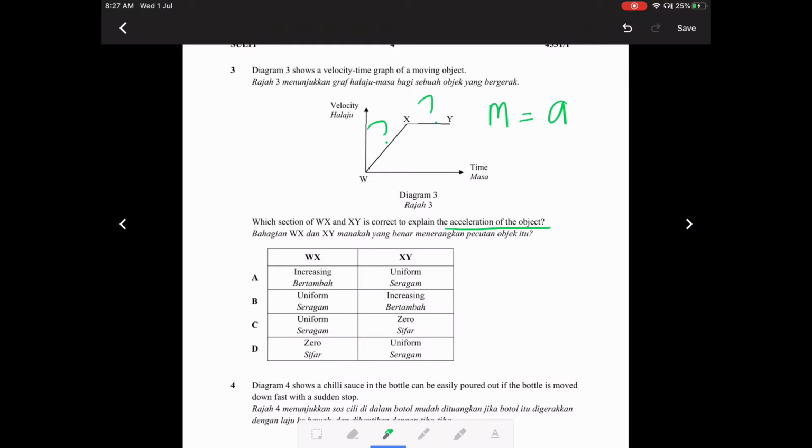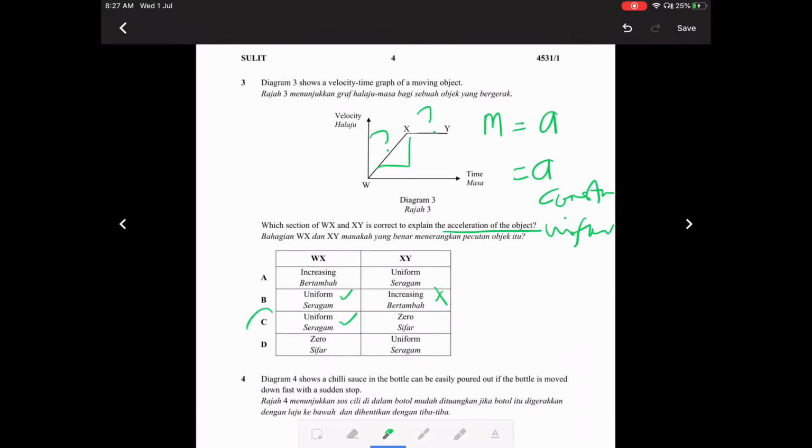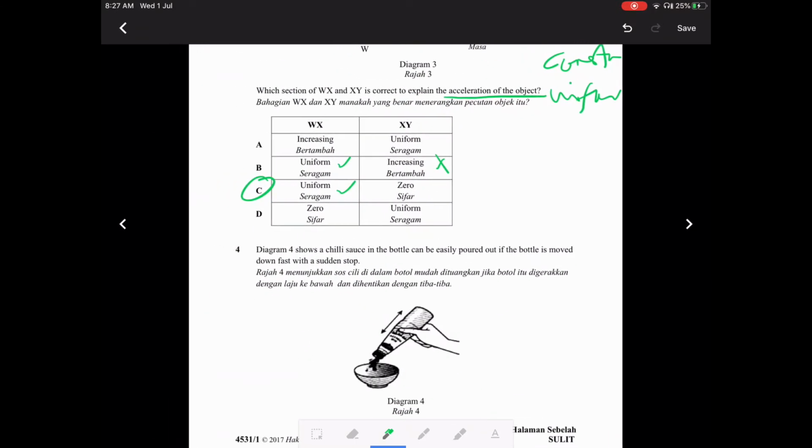So WX, kalau graph straight line macam ni, maknanya dia punya gradient adalah constant, so that A dia juga adalah constant or uniform. Okay, so this one is right. This one is correct. Okay, kemudian XY dia punya gradient equal to 0, sebab flat line. Jadi B salah. So the answer is C. Okay, next, number 4.